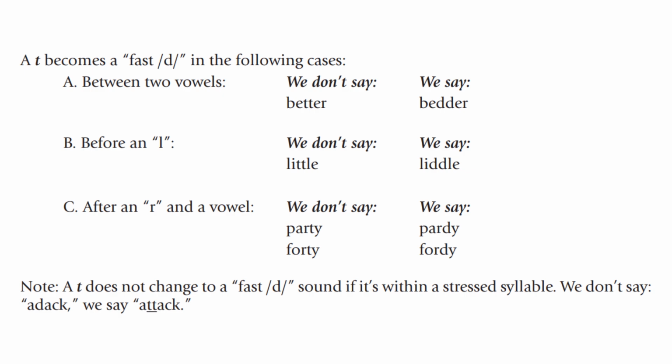The T becomes a fast D in the following cases. Between two vowels, we don't say better, we say better. Before an L, we don't say little, we say little. After an R and a vowel, we don't say party, we say party. We don't say 40, we say 40. Note, the T does not change to a fast D sound if the T is within a stressed syllable. We don't say attack, we say attack.